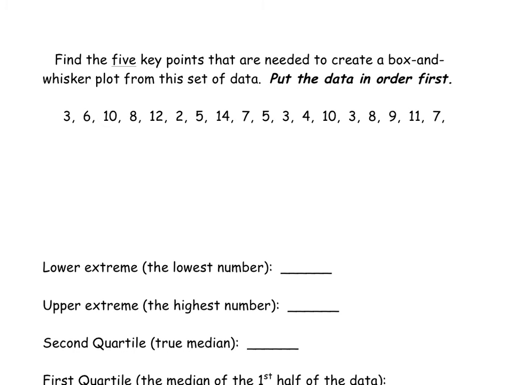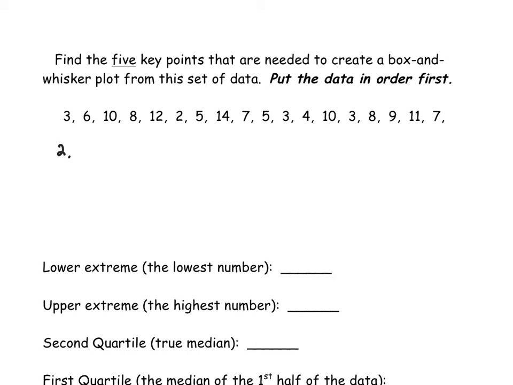So please turn to the third page. We're looking at not the second page, but the third page. The directions say find the 5 key points that are needed to create a box and whisker plot from this set of data. Put the data in order first. So I'm going to start with the lowest data number, which is 2. And then I'm going to ask you to pause the video and start working on this.